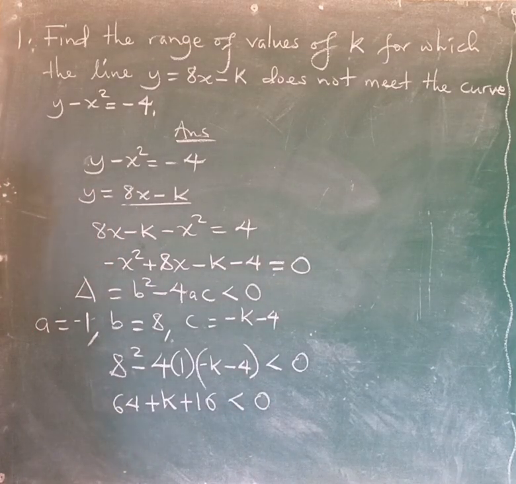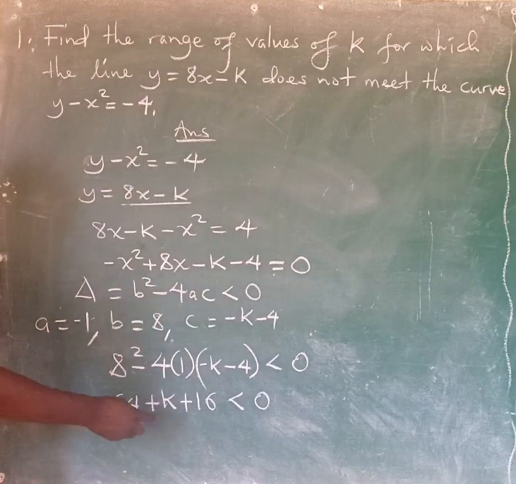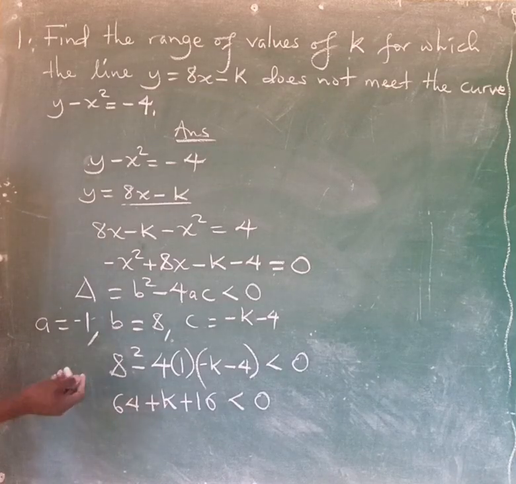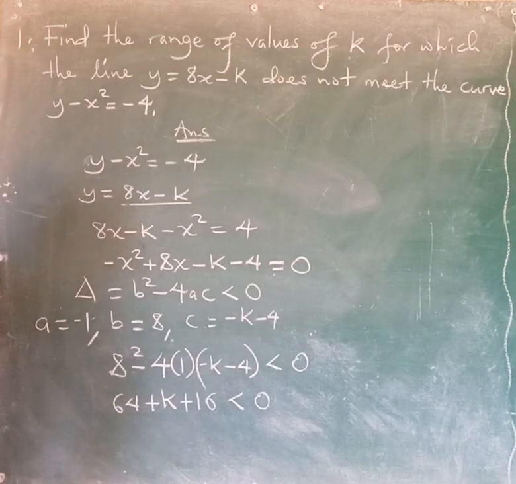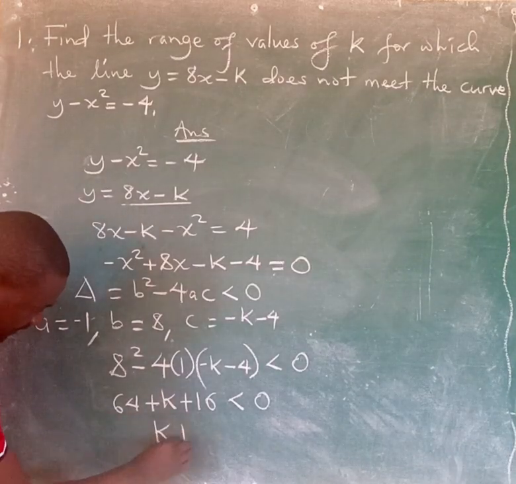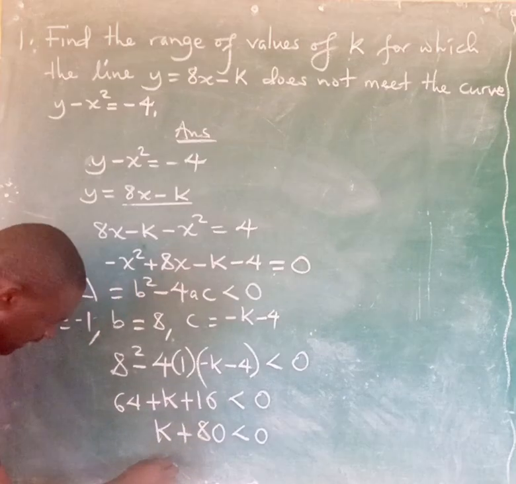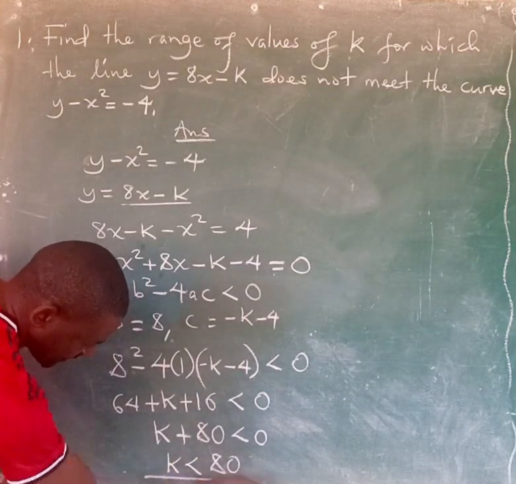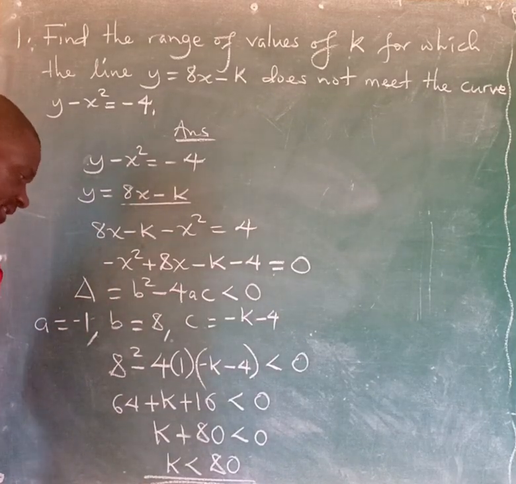From there, what we simply do is find the value for k. We can just add. If we add this 64 and 16, it gives us 80. So 80 minus k is less than 0, and so the value for k, we simply say k should be greater than 80. So this is our answer.